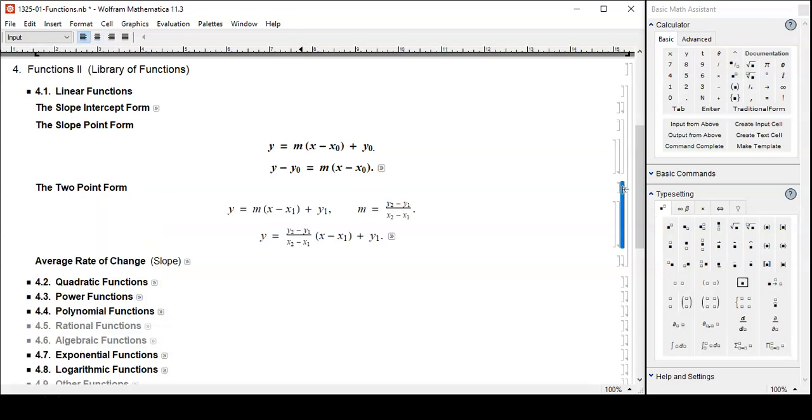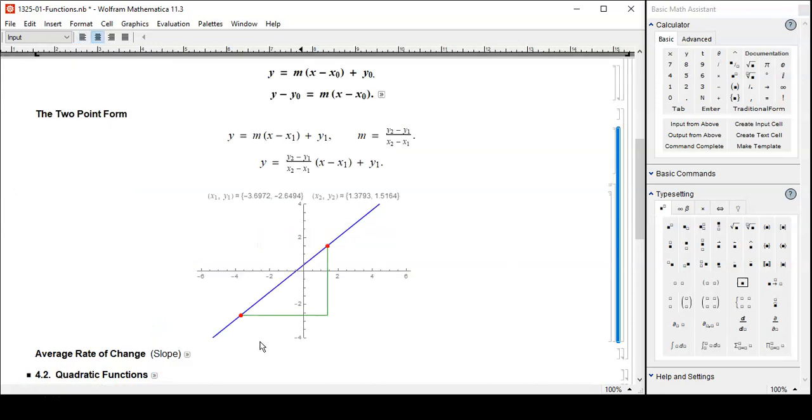Now, the 2-point form. In the slope-point form here, instead of x0, y0, put x1 and y1. We get this form. And then what is the slope? Slope is rise over run. The difference of y-coordinate over the difference of x-coordinate. Put it in there, y2 minus y1 over x2 minus x1, and voila, we have the 2-point form.